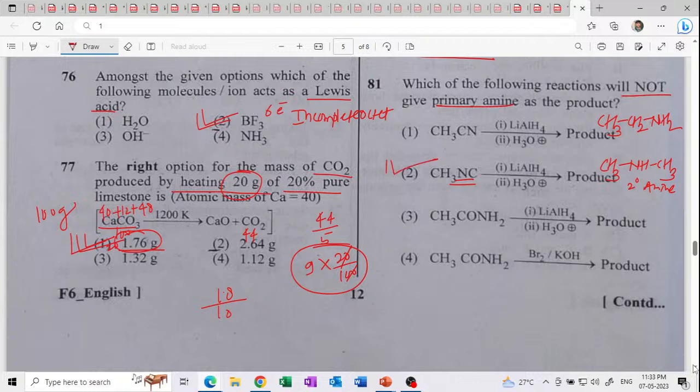This is the secondary amine. Isocyanide on reduction forms the secondary amine. Lithium aluminum hydride on amide gives the primary amine, CH3CH2NH2. So simple paper, I think. Br2/KOH is the Hofmann bromamide degradation, which gives CH3NH2. It is a step down reaction. Get it?